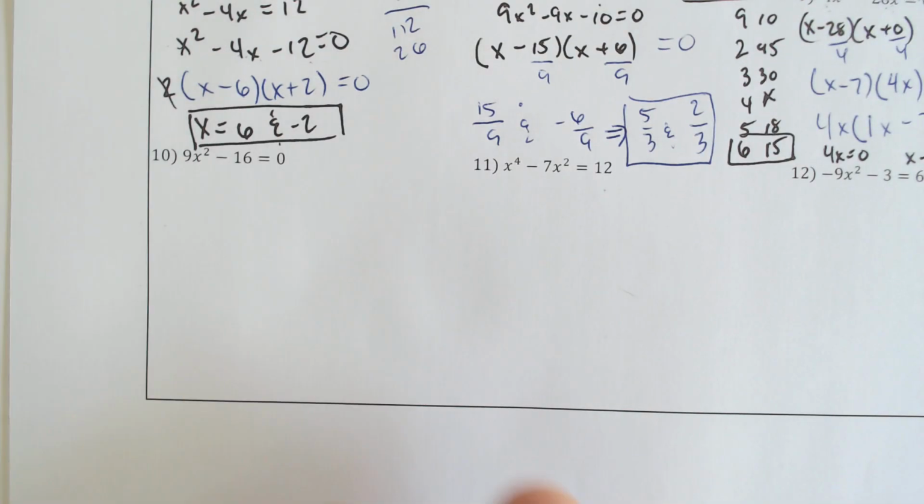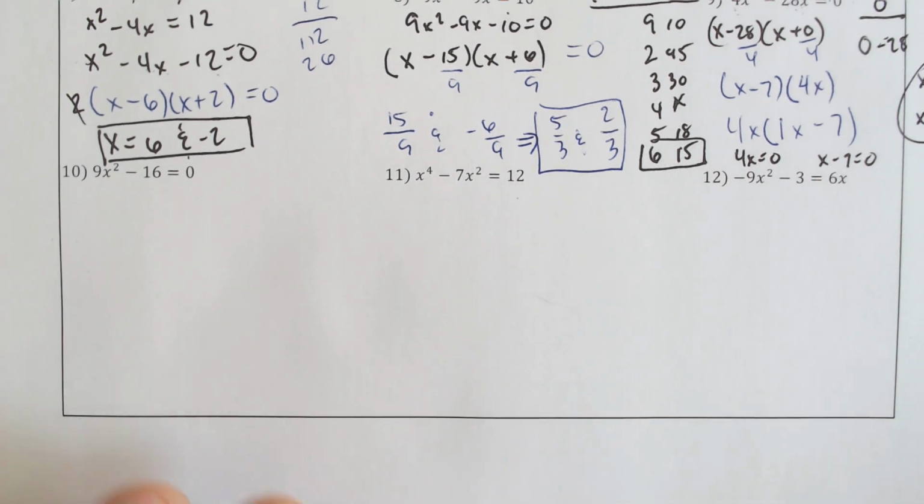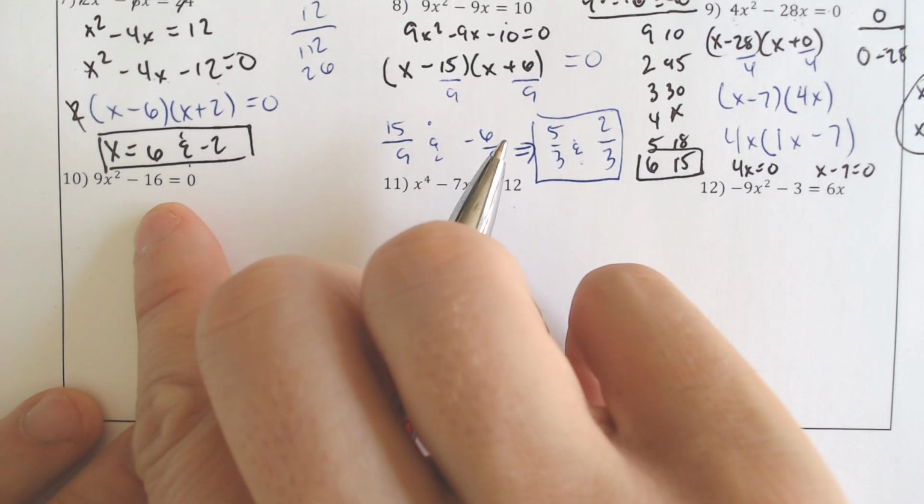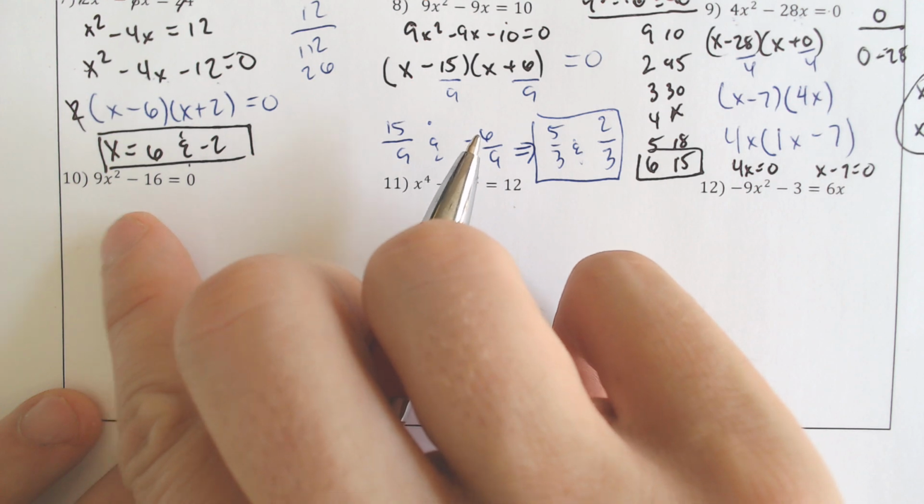All right, we just got a few more, and then we're going to be done for the day. This next one, if you recognize it, only has an x squared, so you can solve it by square rooting.